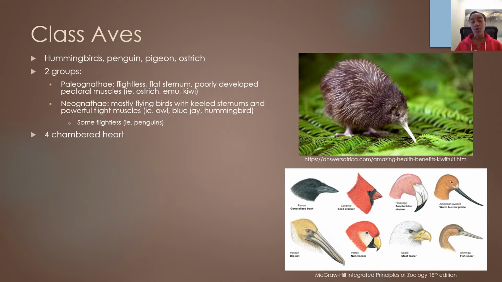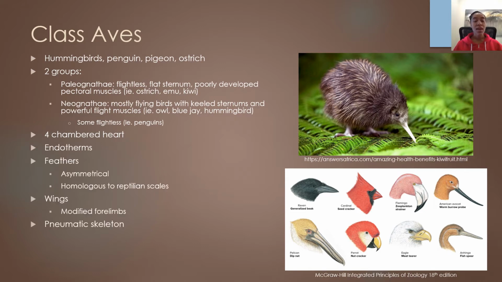Birds have a four-chambered heart, like their closely related relative crocodilians, and then like mammals as well. And like mammals, they're also endotherms, so they can regulate their body temperature internally. They don't have to worry about using environmental conditions to regulate their body temperature.